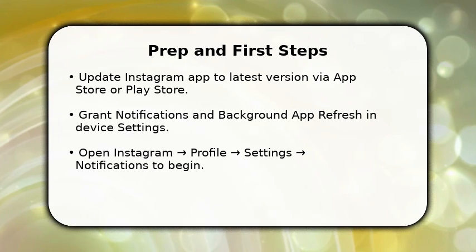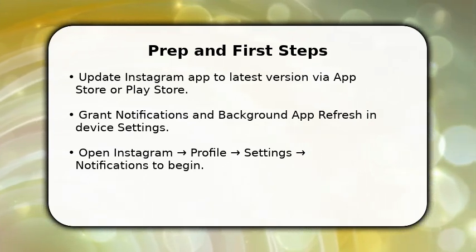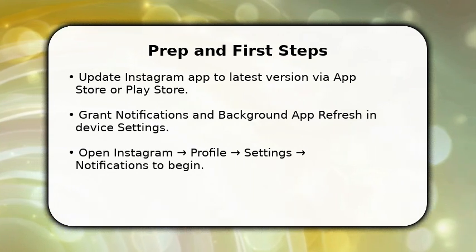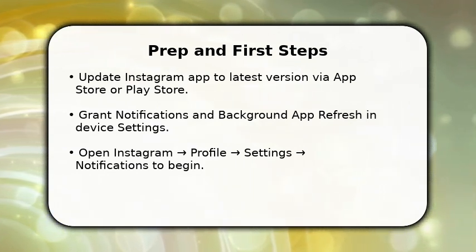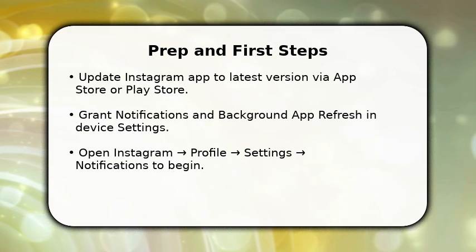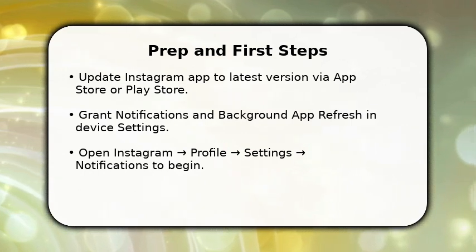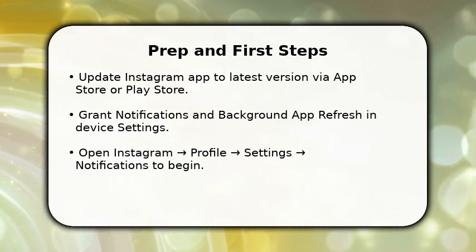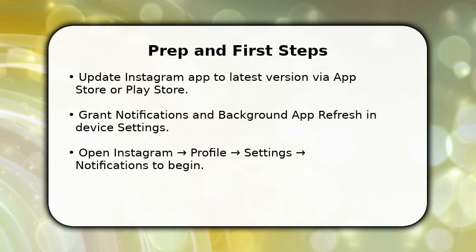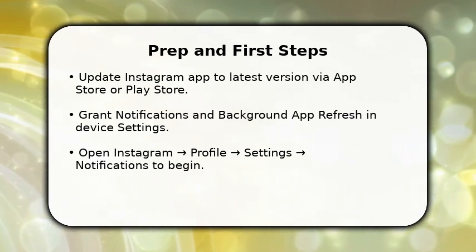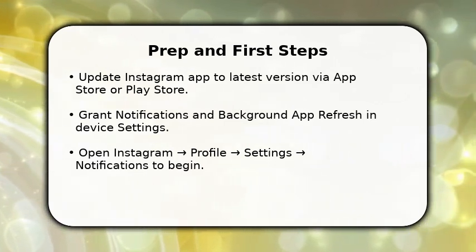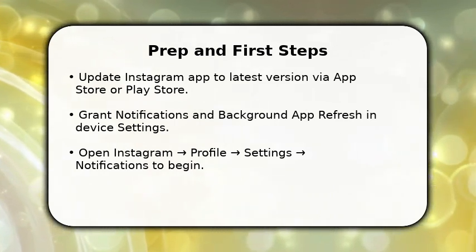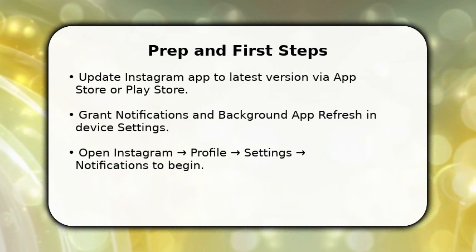You start by checking the basics so nothing blocks notifications. First, update the Instagram app and make sure your device allows notifications and background app refresh. These let pushes arrive. Once done, open Instagram, tap your profile, then Settings and Notifications. You'll see categories like Posts, Stories, and Direct Messages. Turn on the types you want. Do this now before deeper fixes, because if the app or system denies permission, nothing else will restore alerts.